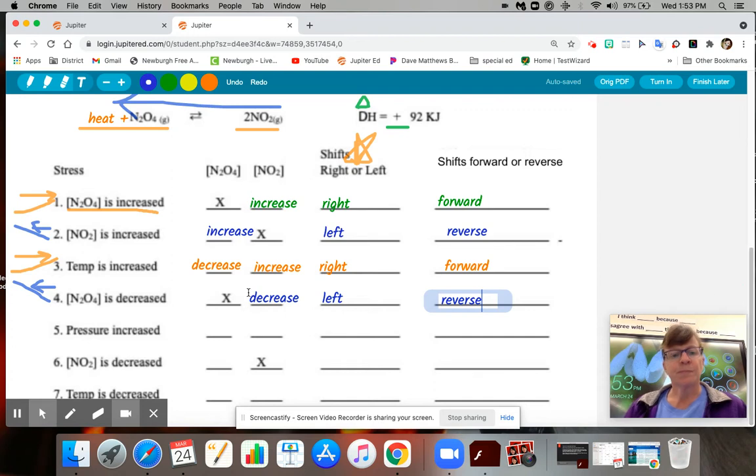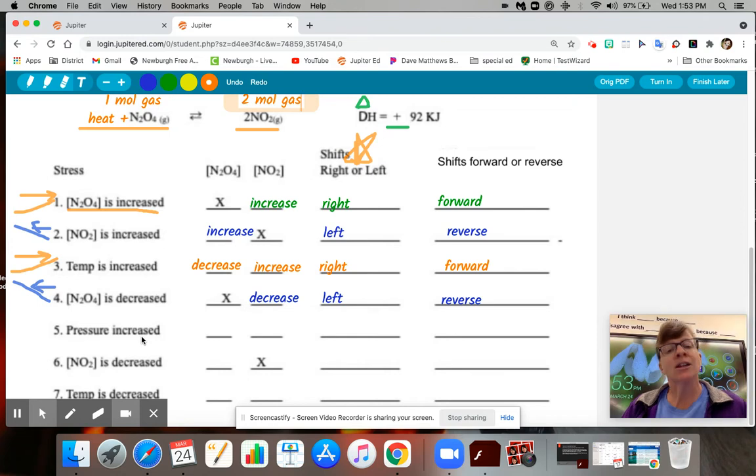Okay. Pressure works a little bit differently. Pressure is more about the moles of gas. So let's take a look at that. I have a gas here. I have 1 mole. When there's no number, 1 is implied. 1 mole of gas. And on this side, this is a gas, so I have 2 moles of gas. I have 2 moles because of the coefficient. Okay, so pressure will have an effect because the moles of gas are unequal.